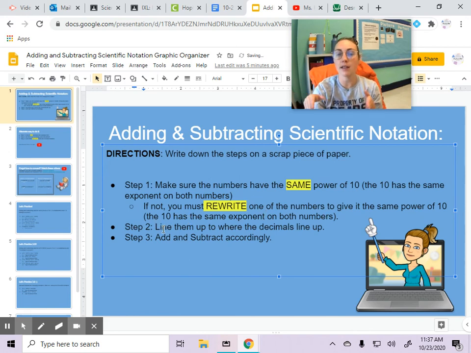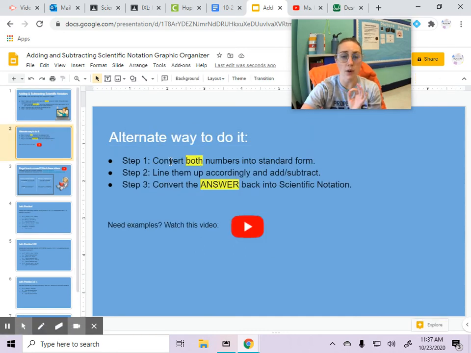Step two, you're going to line them up where the decimals line up, and then you'll add and subtract accordingly. And since on this way, your answer is already going to be in scientific notation, you do not have to change it. Another way you can do it is you can just go ahead and convert both numbers into standard form and then line them up, add or subtract accordingly. But once you do that, you have to convert the answer back into scientific notation. But let's go ahead and do some of these examples.